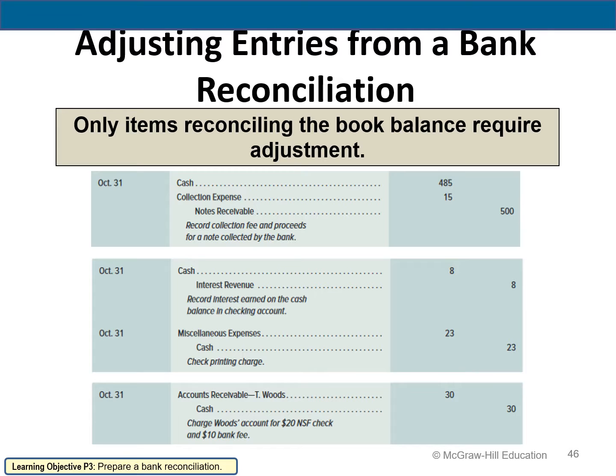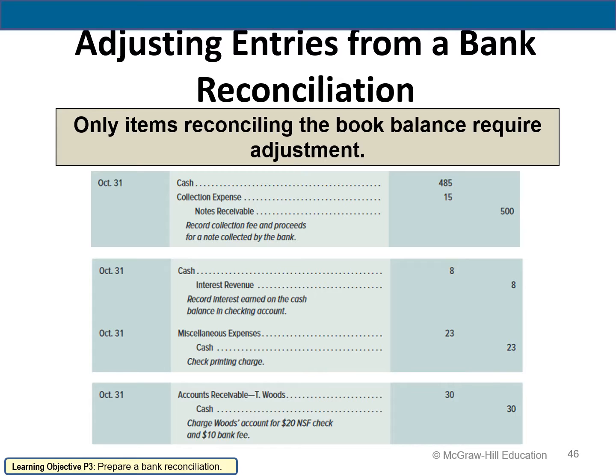In the second one, we received some interest from our checking account, and so we need to make sure we record that interest revenue. You just do that with a debit to cash and a credit to interest revenue. There were some miscellaneous expenses for check printing charges. Sometimes folks will put that in bank fee expense. Otherwise, miscellaneous is fine too. It just depends on the business. So in this case, they're putting it to miscellaneous expense. So you would have a debit to miscellaneous expense and a credit to cash.